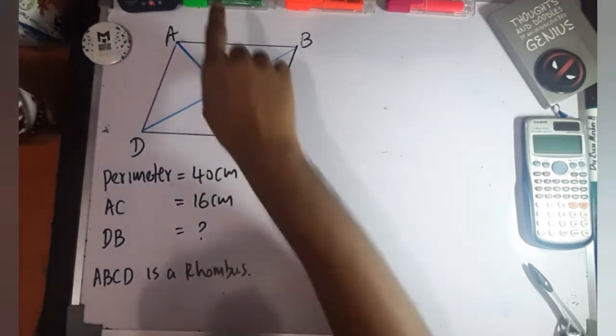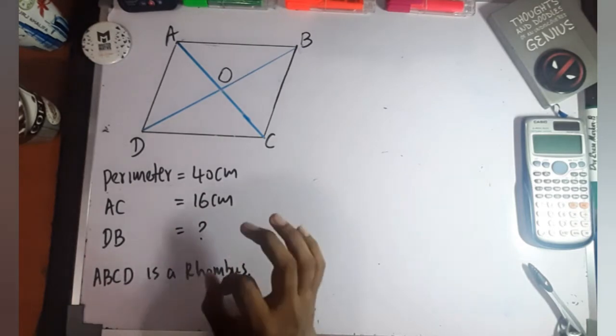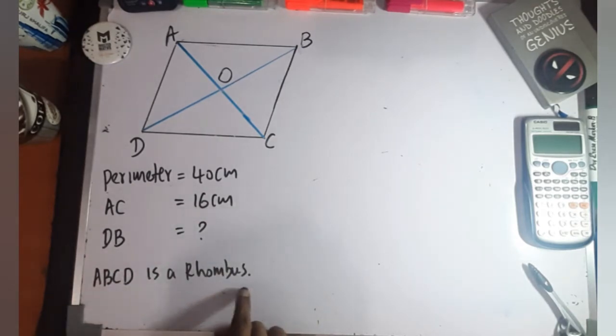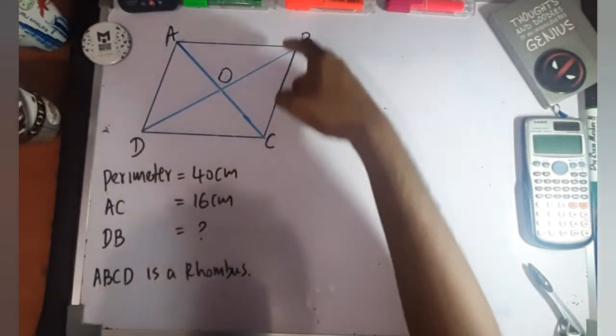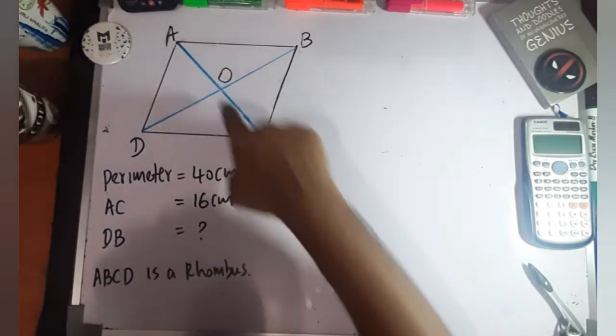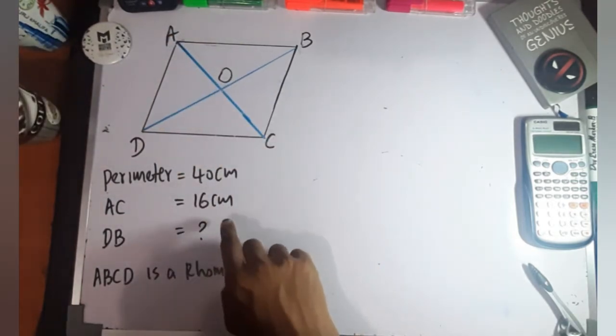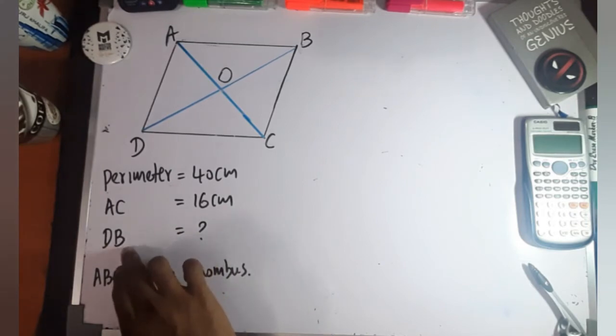So the question says ABCD is a rhombus. That's a very important detail. It's not just a parallelogram, it's a special parallelogram which we call a rhombus. I already talked about the properties of rhombus in the last class, both in online and physical classes. And the second thing, the question says the rhombus ABCD has a perimeter of 40 centimeters and the diagonal AC has a length of 16 centimeters, and the question is to find out the length of the other diagonal, which is DB.